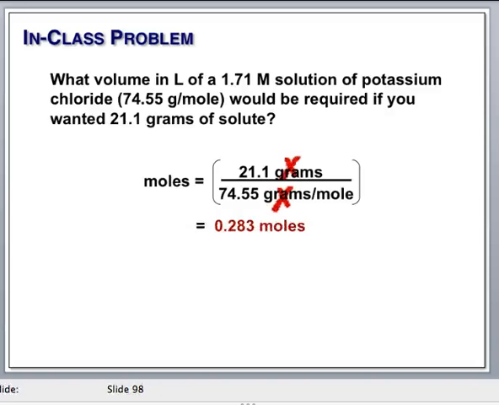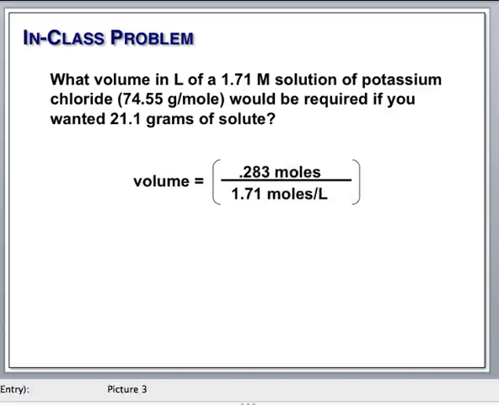We have 1.71 molar. In order to get the volume, we simply need to take our number of moles divided by our concentration. Again, moles will cancel here. And we get 0.165 liters.